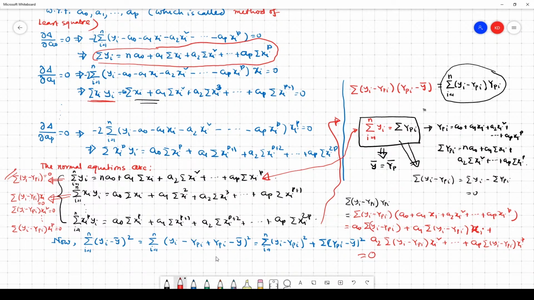So therefore we can write the sum over i from 1 to n of small yi minus y bar whole square equals the sum over i of small yi minus capital Ypi whole square plus the sum over capital Ypi minus small y bar whole square. And moreover, we see that small y bar equals capital Yp bar, so we replace small y bar by capital Yp bar.